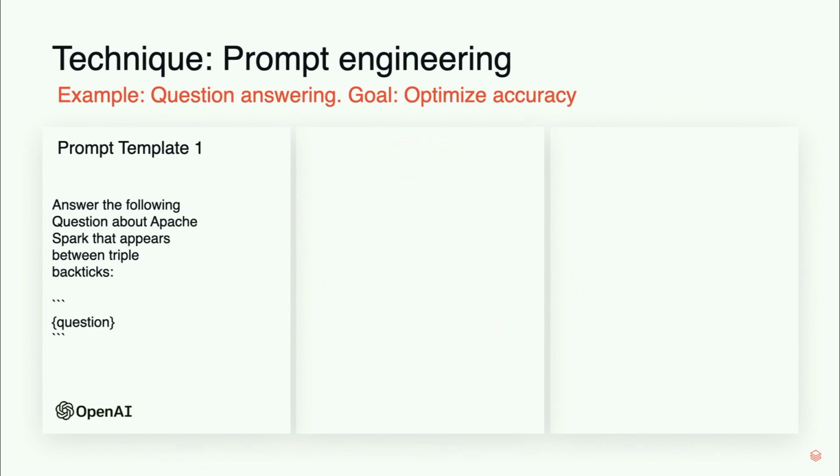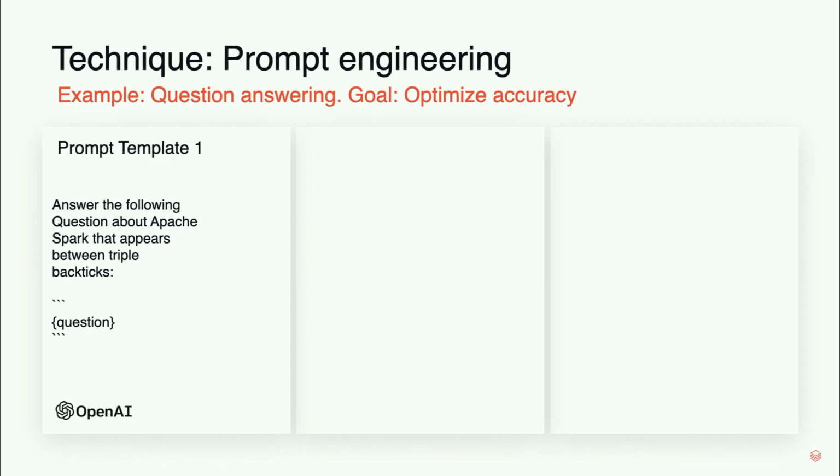Now, when starting with prompt engineering, we typically recommend optimizing for accuracy first. At the end of the day, the goal is to deploy an application that meets customer needs. So typically what we'll find is that folks start with the state-of-the-art models, for example, OpenAI GPT-4.